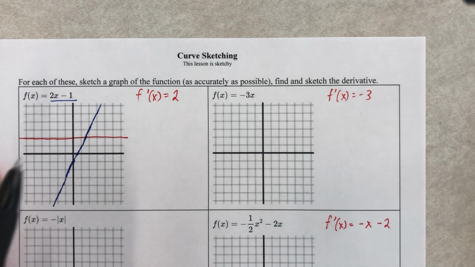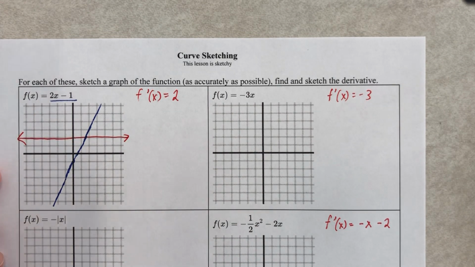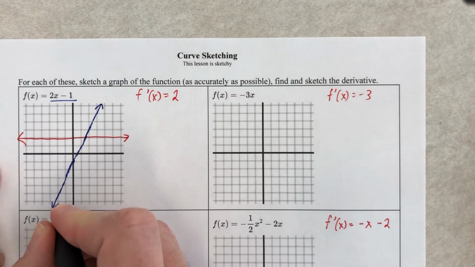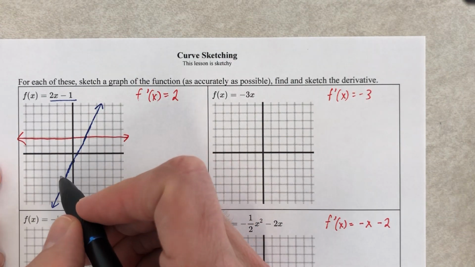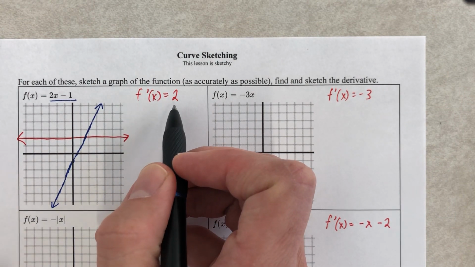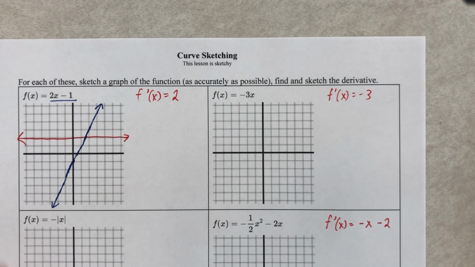The derivative of this diagonal line was a horizontal line. Put some arrows just for fun. And the slope of the blue line, the function itself, was positive. And because the slope is positive, the derivative, of course, is going to be positive. And so I drew something above the x-axis. Okay, so just a couple observations.